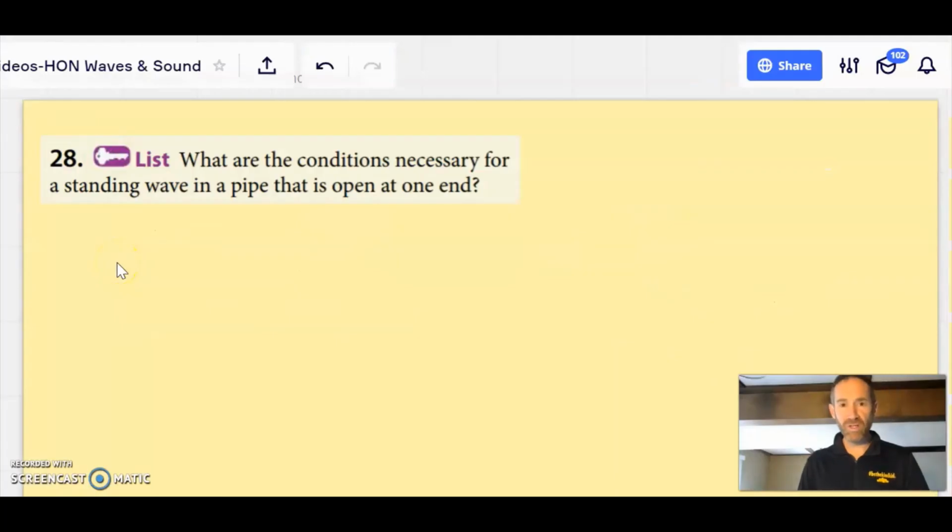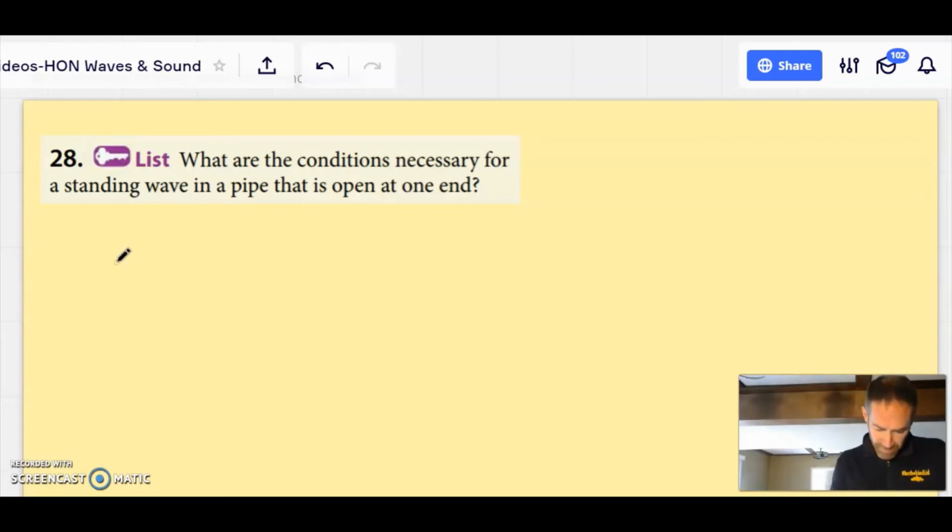A good conceptual one here on number 28. It says, what are the conditions necessary for a standing wave in a pipe that's open at one end and presumably closed at the other end? Well, first thing, you have to have something that's vibrating on one end. But just not vibrating at any old frequency. It has to be vibrating at a frequency so that when you multiply that frequency by 4 times the length of the tube, you get the wave speed, 343.